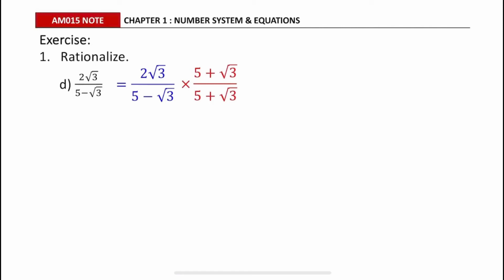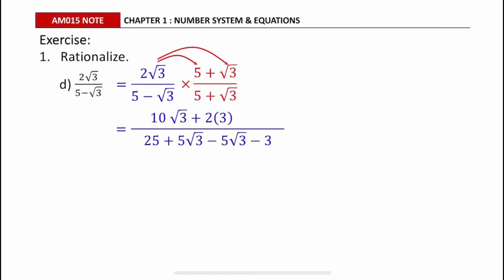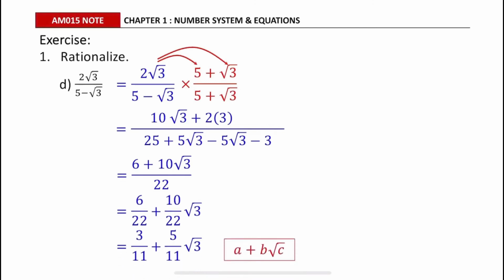For the numerator, we must multiply 2 square root of 3 to both 5 and square root of 3. And we get 10 square root of 3 plus 2 multiplied by 3. For the denominator, we have to expand one by one and we get this. Simplify the numerator and denominator, then split it into 2 fractions and simplify to get the simplest answer in the form of a plus b square root of c.